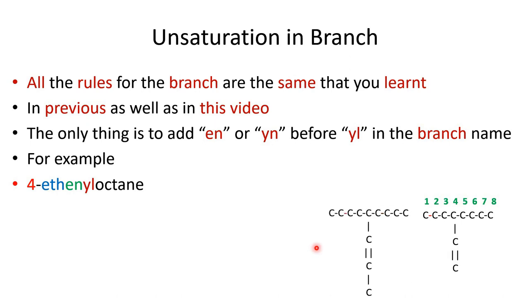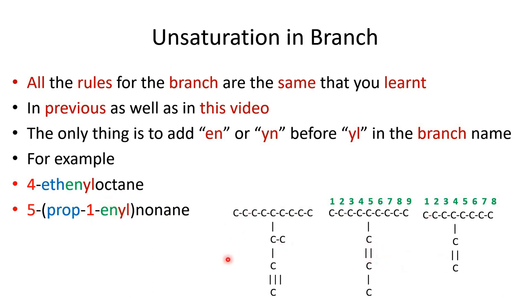What about this compound? The parent chain in this compound is again the same. It has got 9 carbons in this parent chain. This is the branch which has got 3 carbons and a single double bond in it. The name of this compound will be like this. Here this 5 shows the position of the carbon of the parent chain to which the branch is attached. This 1 shows the position of this double bond and this "-ene" is the double bond.